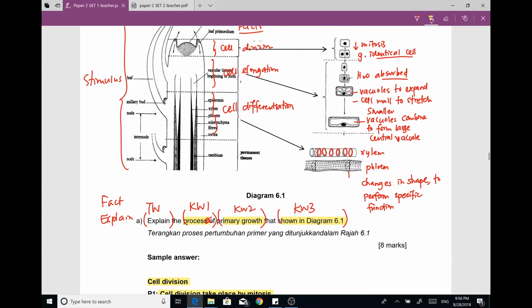If it is out of this diagram, then it is out of context and you won't be given any marks, even though you have written a lot.